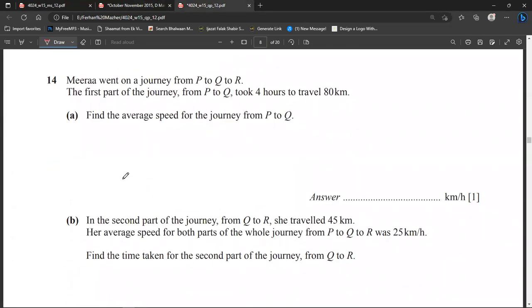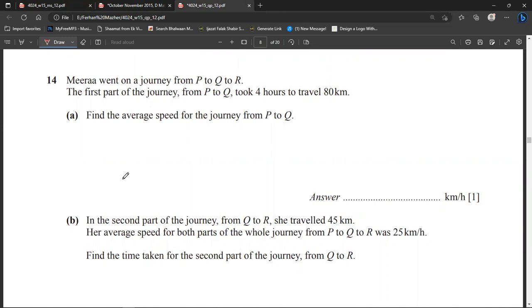Question number 14. Mira went on a journey from P to Q to R. The first part of the journey from P to Q took 2 hours to travel 80 kilometers. Find the average speed of the journey from P to Q.